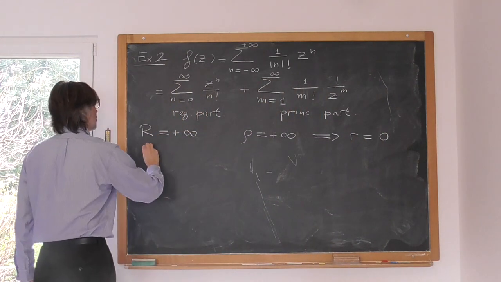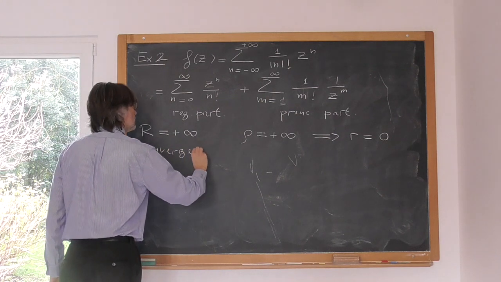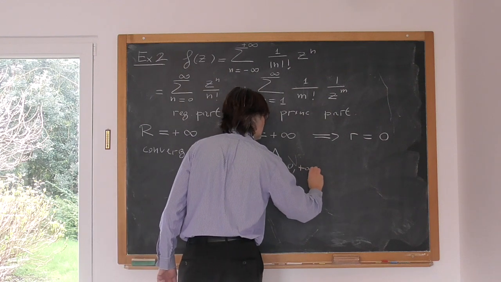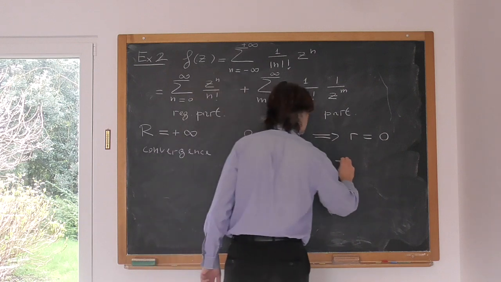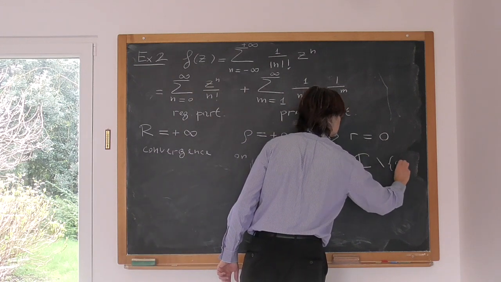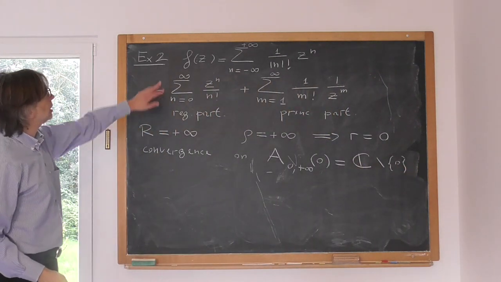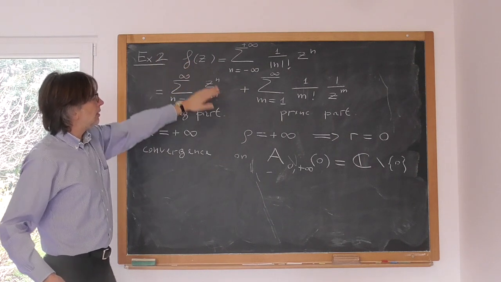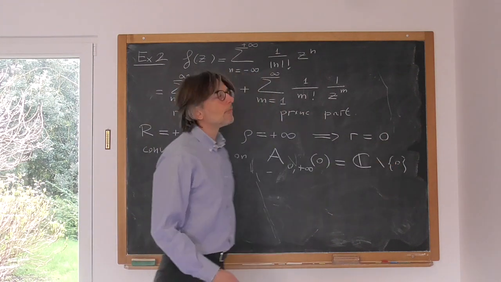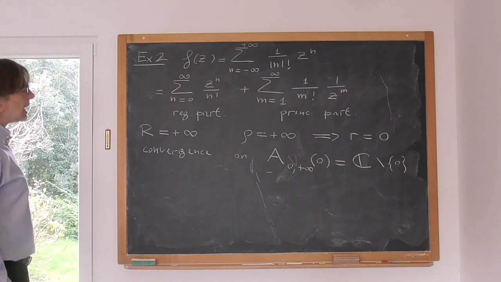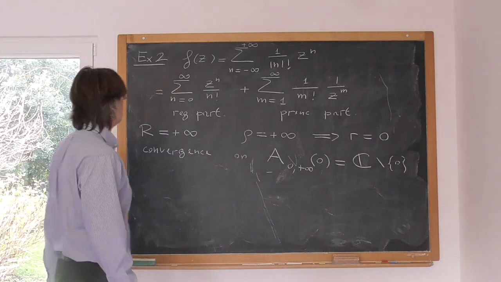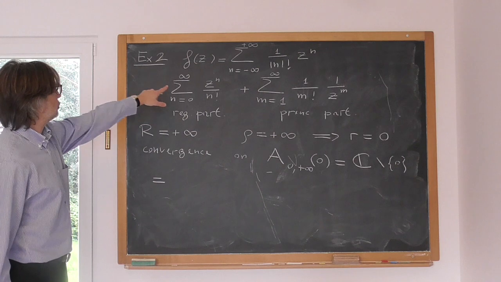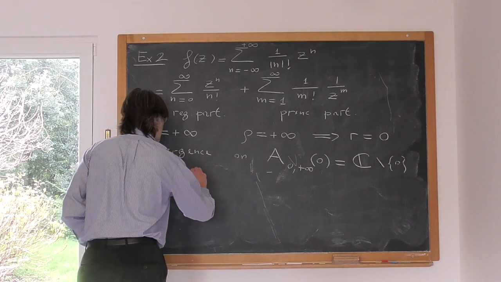So we get convergence on the annulus from 0 to plus infinity, centered at 0. In other words, this is just C minus 0. Okay? So this Laurent series converges, actually absolutely, for every complex number z different from 0. And again, if we want, we can write down the sum of this Laurent series. The first term is nothing else but the exponential e to the z.